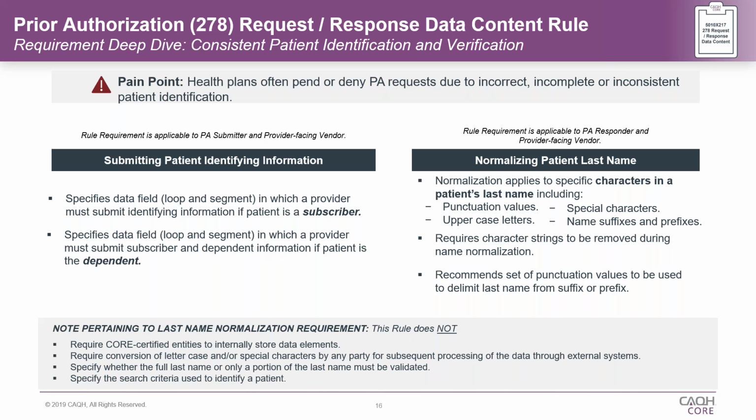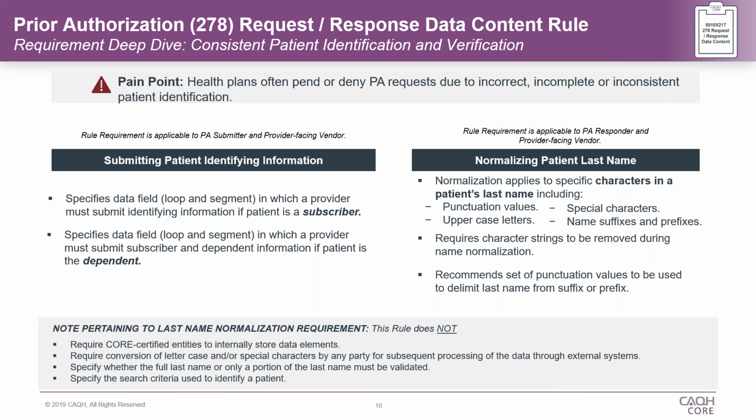To encourage more consistent and accurate submission of patient information, this requirement specifies the data field, which includes the loop and segment, in which a provider must submit identifying information if the patient is a subscriber, as well as the data field, again with loop and segment, in which a provider must submit identifying information if the patient is the dependent.